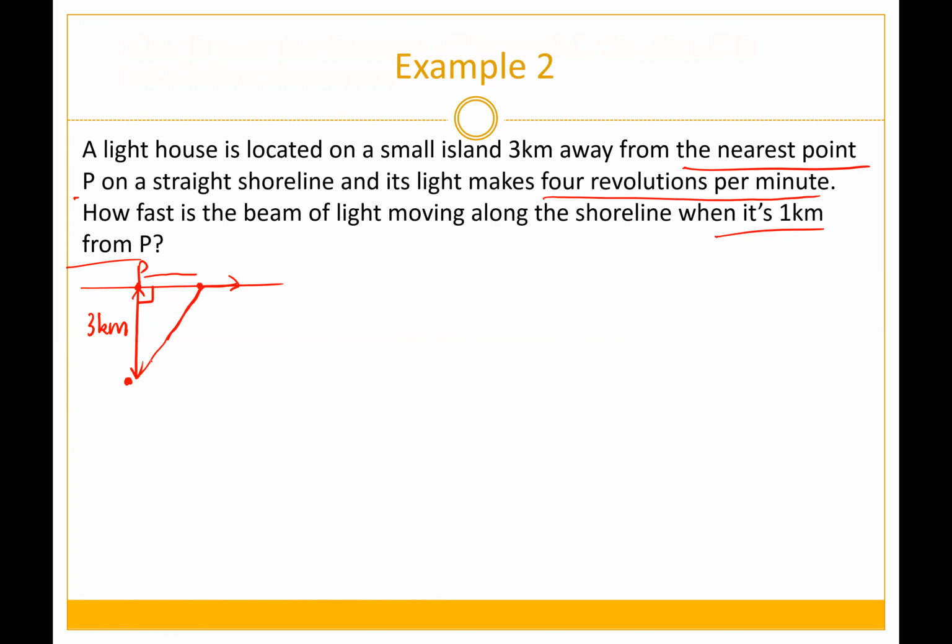So here this one is 1 kilometer, and this one is moving at 4 revolutions per minute. The first thing I would try is to convert the revolutions per minute into radians per second, because the way that it is moving is that this is a circular orbit.